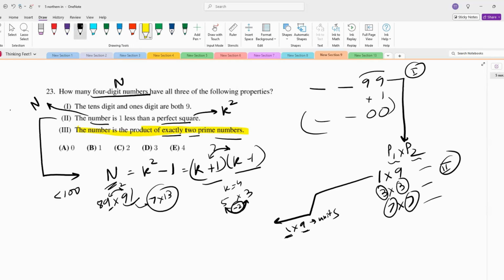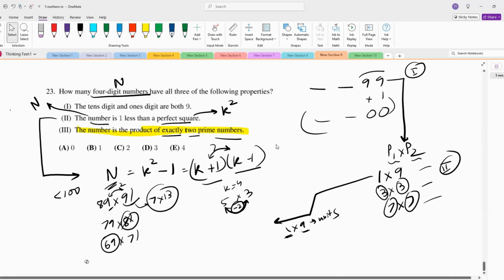So now all I have to do is just keep going down the order and see which one works. And you can do that mentally, but I'm just going to write it out. And then 79 times 81. 81 is not prime, so it won't work. 69 times 71. This is not prime, so that won't work. So keep going.